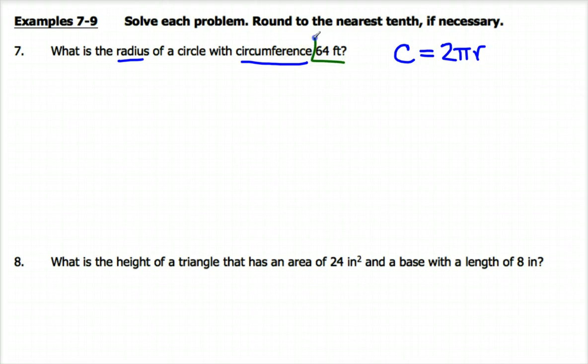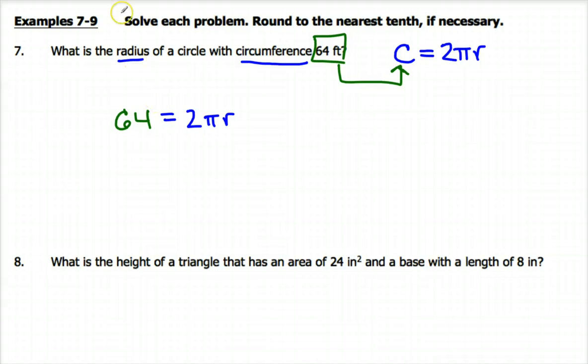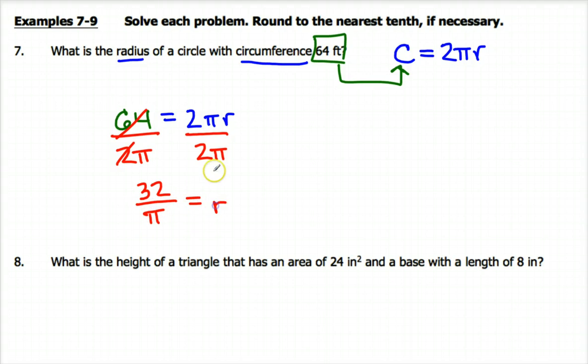So I'm going to take this 64 feet here, and I'm going to substitute it in for C. And then my job is to find R. So we'll have 64 equals 2 times pi times R. I want to solve for R, so that means I need to divide both sides by 2 pi. When I take 64 divided by 2, I end up getting 32, so that's going to give me 32 divided by pi equals, you'll just have an R left over here.